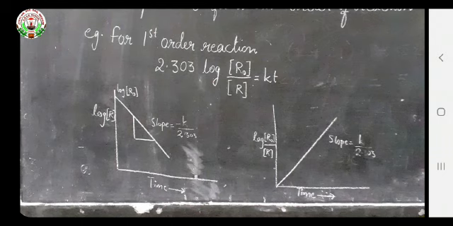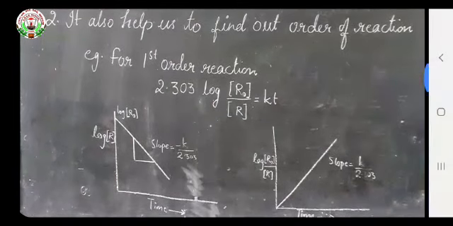Again here, by plotting the graph between log of [R]₀ upon [R] versus time, the slope is positive, and here we can get this by taking slope equal to k upon 2.303. Again by taking two values of the slope, we will get the value of k. So this is the method by which we can calculate the order of reaction with the help of integrated rate law. These are very important applications of the integrated rate law expression.